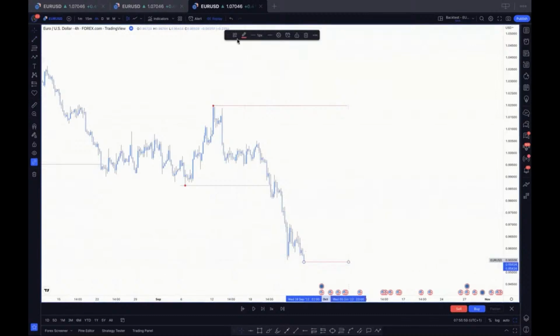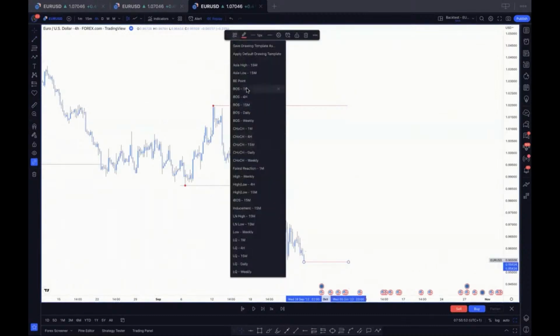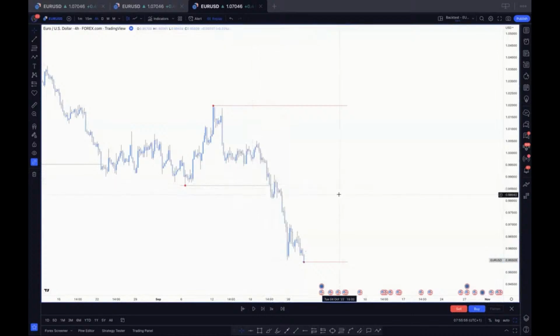And also you can see that. So I'll also just choose the 4 hour swing high and low. Now this line is going to be visible for me on the lower time frame of the 15 minutes, so I'm able to know where I am in the market. So I have that already.